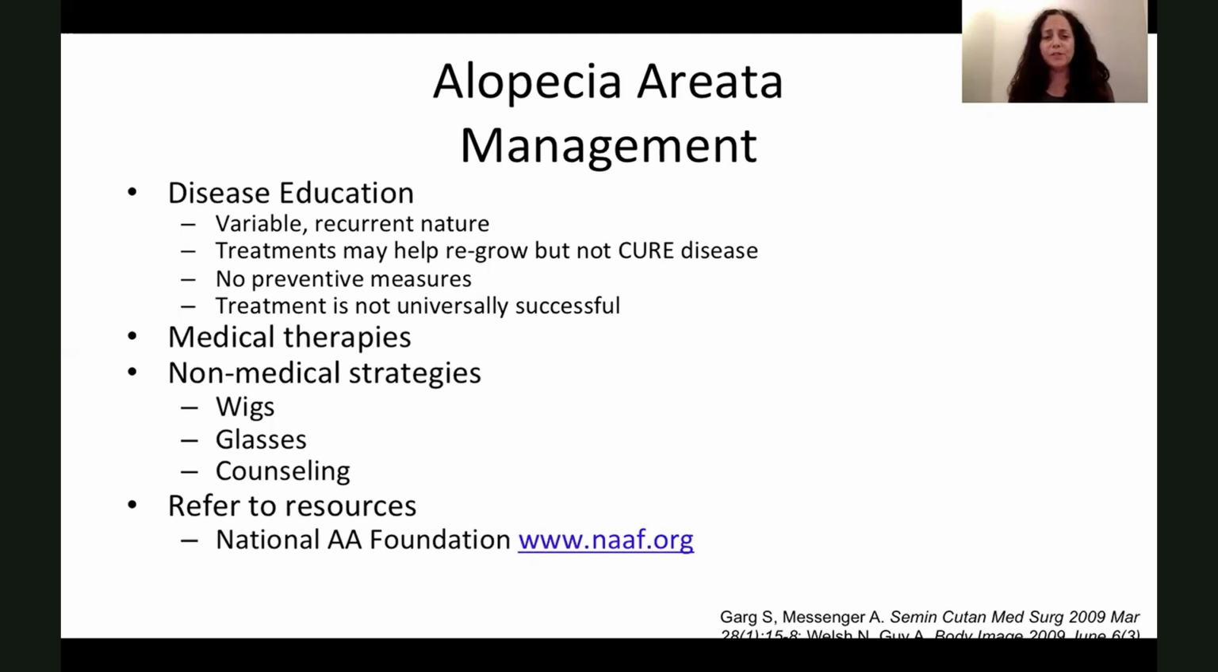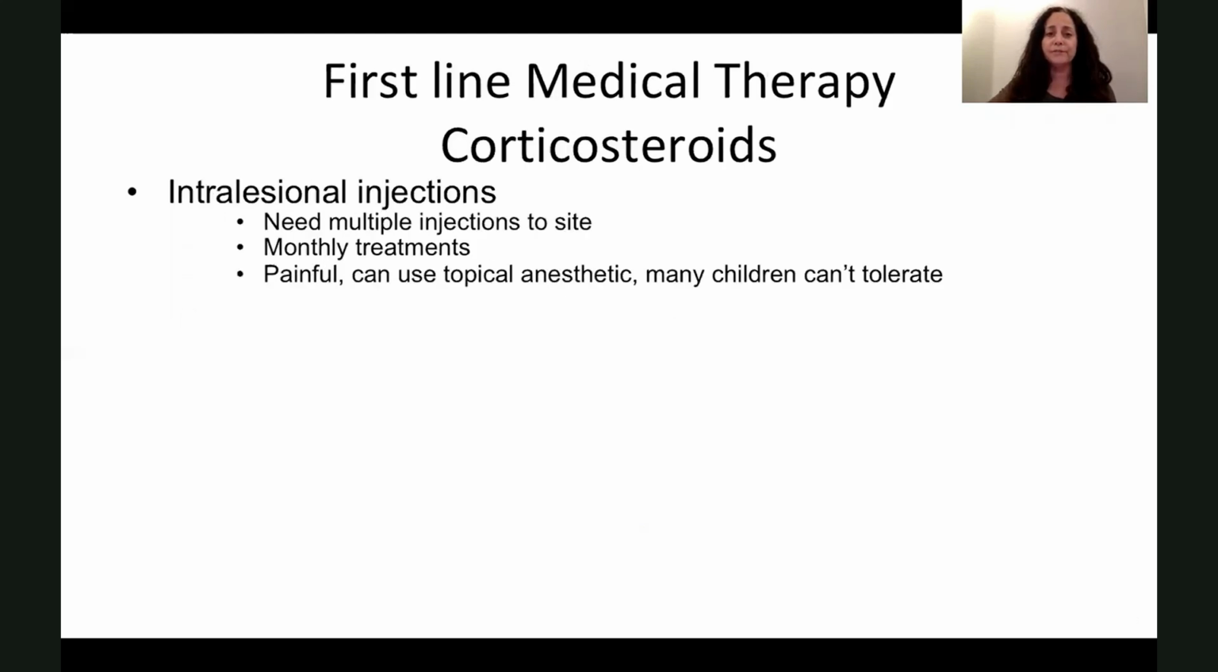There's some medical therapies, which we'll talk about, and non-medical therapies, which can include wigs. Some people with eyelash or eyebrow loss might use glasses as a way of camouflaging or masking or making it less obvious. And of course, counseling, as we mentioned. There's also some good resources that patients can be directed to, including the National Alopecia Areata Foundation.